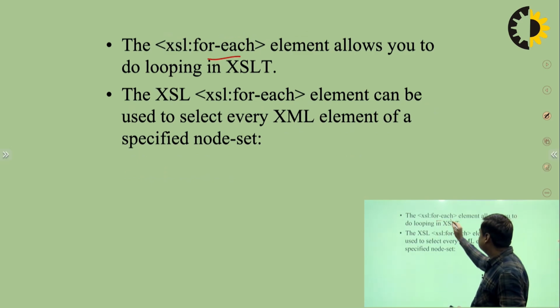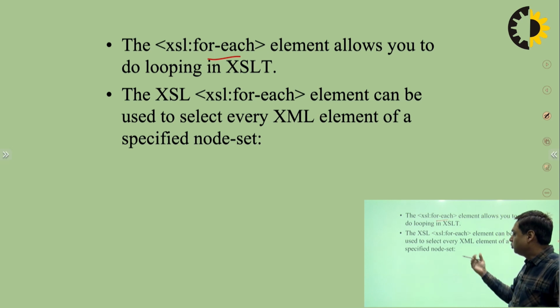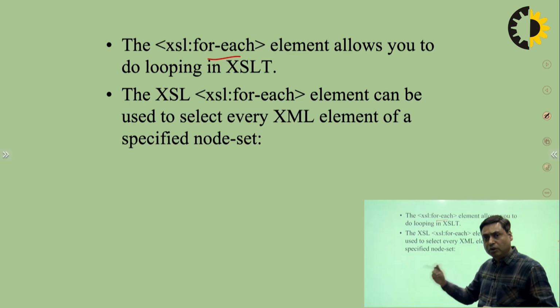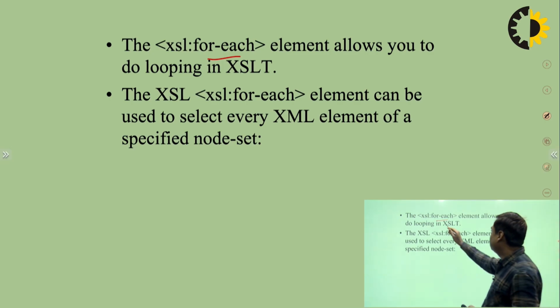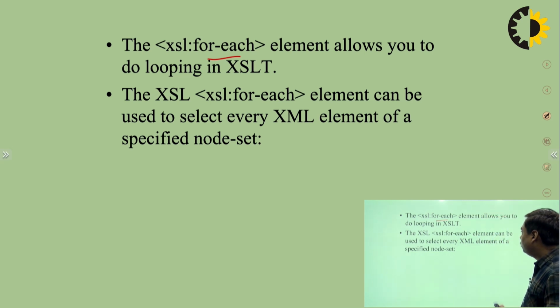Next, for-each. Basically it is a looping. Suppose we have 10 CDs, 20 CDs, 30 CDs. There is no need to write a separate template for each CD. There is one template which will work for all the remaining CDs, whatever quantity is available in the XML file. So to loop through each CD, each element, we are using the for-each construct of the XSL. It provides the looping power in the Stylesheet.